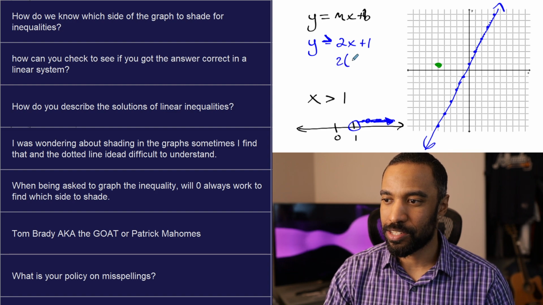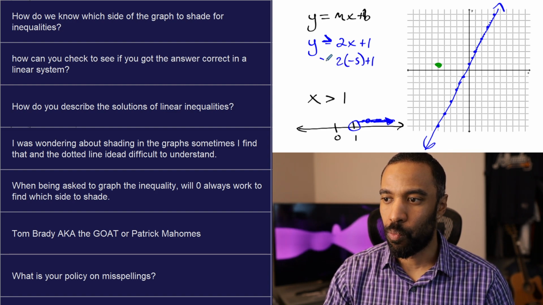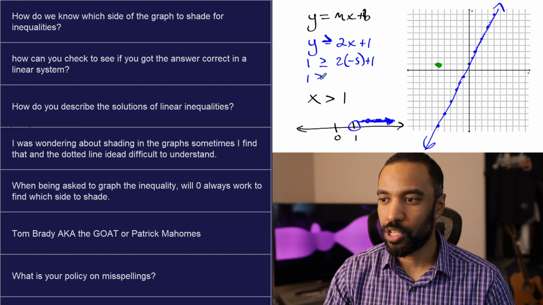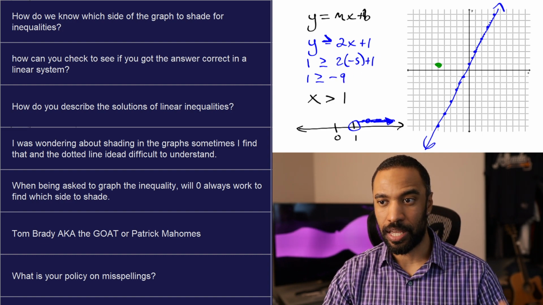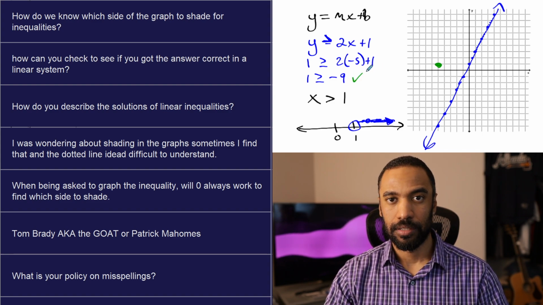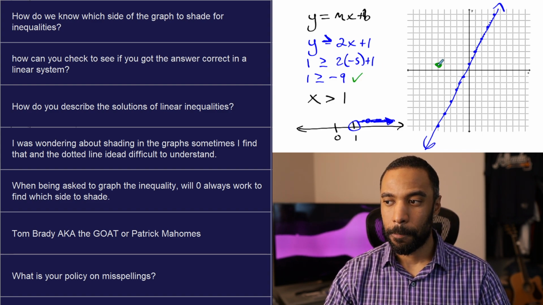-5 for x and 1 for y will still make a true statement. -10 plus 1 is -9. 1 is greater than or equal to -9. That's a true statement. This point right here is greater than this point right here.